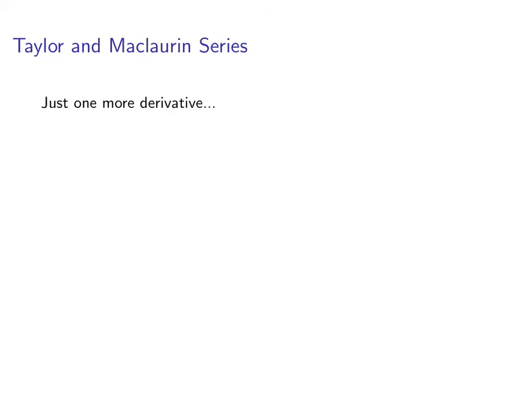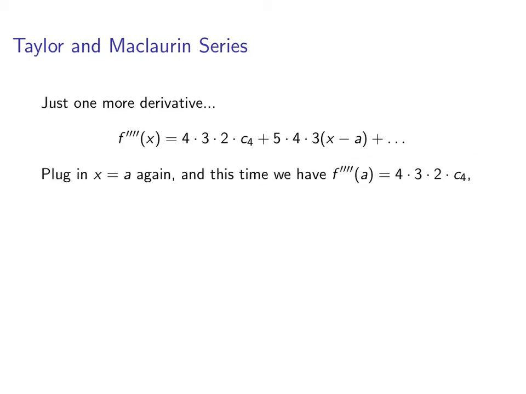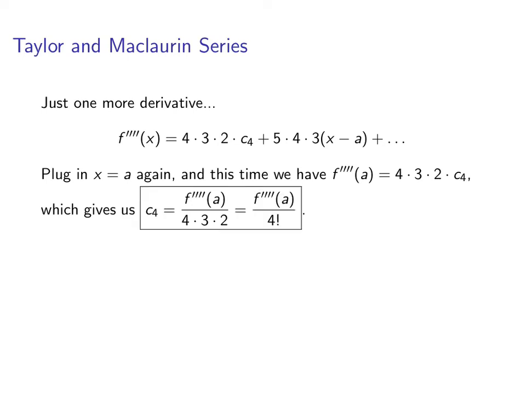Let's do one more derivative. f quadruple prime of x equals, okay, so go back and just make sure that you see what the fourth derivative is. And now, same game. Everything out here is going to disappear when we plug in x equals a. And so now we have f quadruple prime of a is equal to 4 times 3 times 2 times c4. Solve for c4, and we get f quadruple prime of a divided by 4 times 3 times 2, which is f quadruple prime of a over 4 factorial. You'll notice that it's better to not multiply out 4 times 3 times 2. Yes, that's equal to 24, but it's better to write 4 factorial.